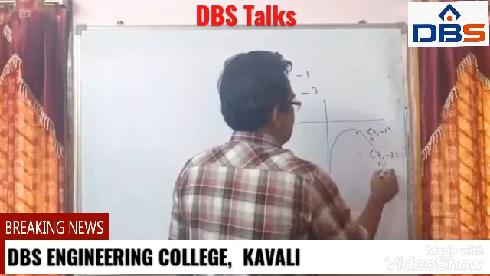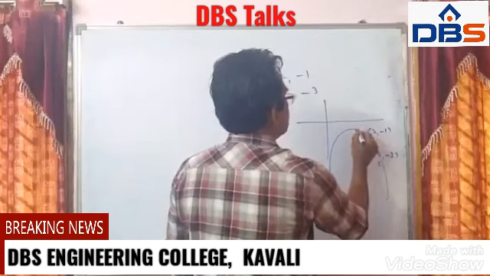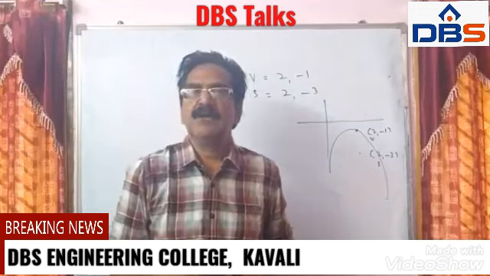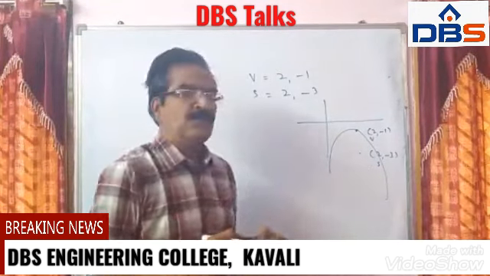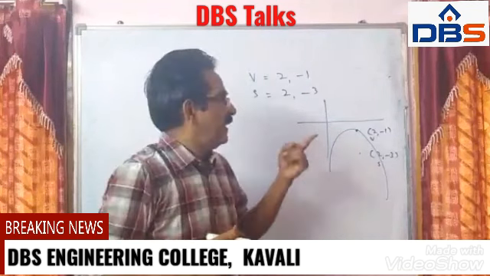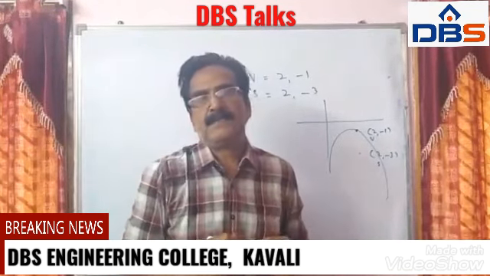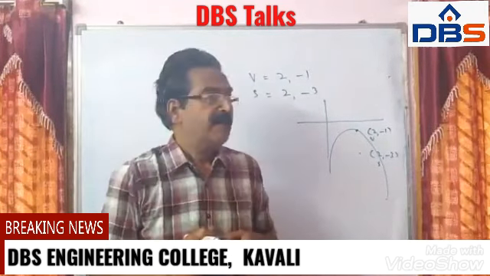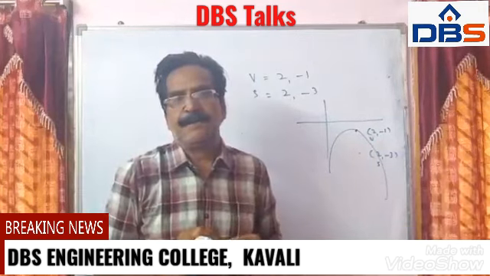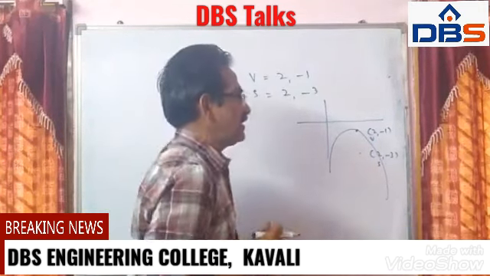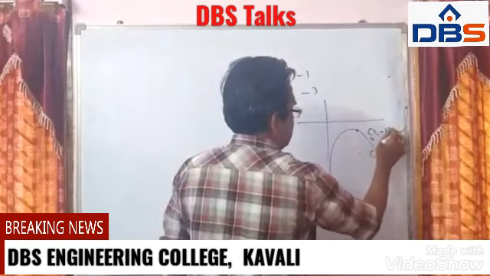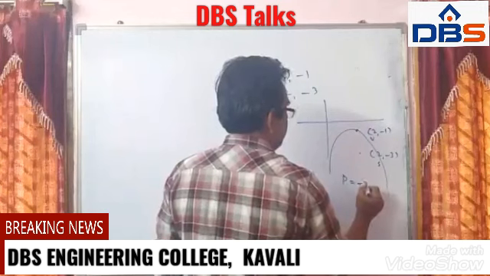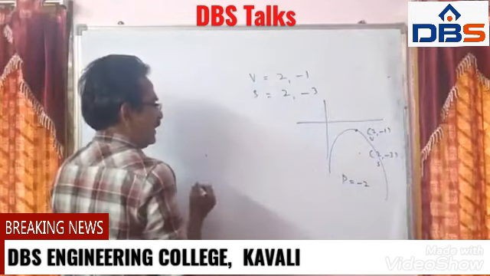So this is a downward open parabola. So for this, x minus h whole square is equal to 4p into y minus k, where p is less than 0. Okay friends, here actually p is the difference between minus 1 and minus 3, that is 2 units, but p is minus 2 here.